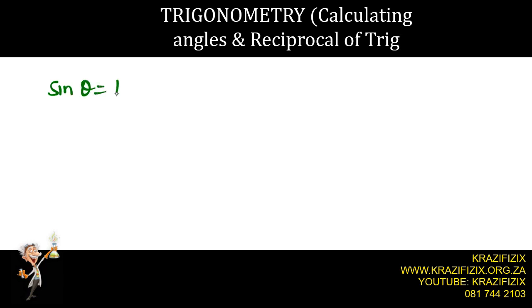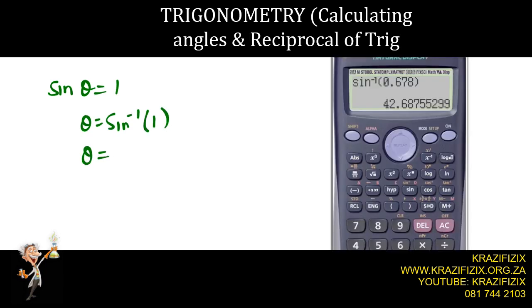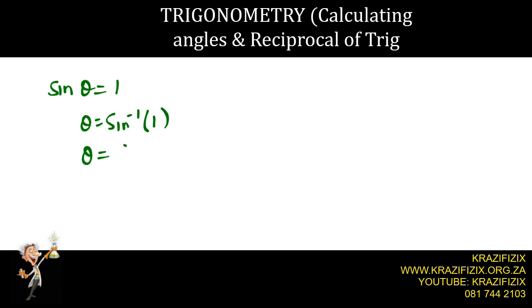Now you do that quickly, pause the video, you do that, and let's see what your answer would be. So you're done. Theta would be what? Shift sine of 1. And what's the value of that? If you followed the last video, you should have an expectation of your answer. Shift sine of 1 is 90. So theta is 90 degrees.